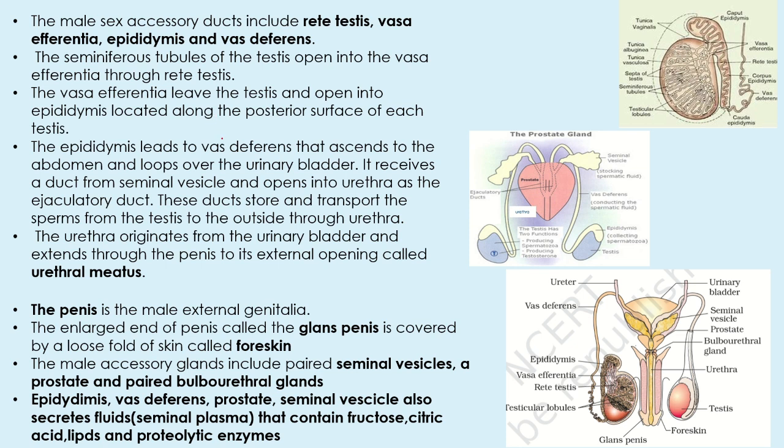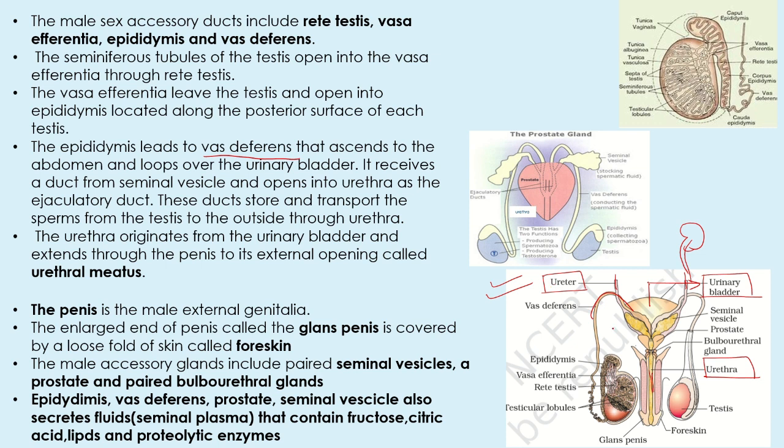Now the vas deferens. Let's refer to this picture. The vas deferens loops over the urinary bladder. So this structure that you're seeing is the urinary bladder, and these tubes are the ureter. Don't get confused between the ureter and the urethra. Ureter collects urine from the kidney. Urethra is present in the penis. It's a common passage for the semen and urine.